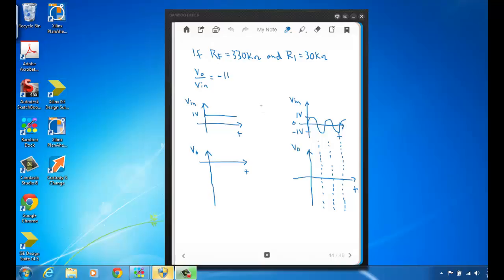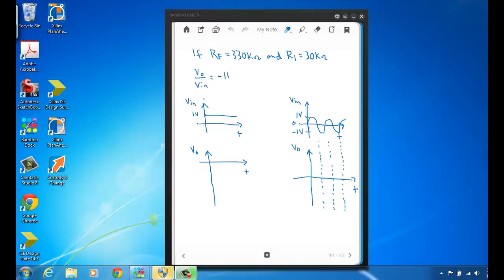Here we continue on with our analysis of an inverting amplifier with just a couple of examples that have numbers in them. Remember we came up with the closed loop gain V out over Vin is minus the ratio RF over R1. So if we selected resistor values such that the feedback resistor was 330k ohms and R1 was 30k ohms, we would have a closed loop gain of minus 11. So let's see what that means here.